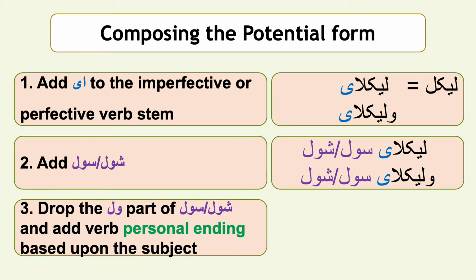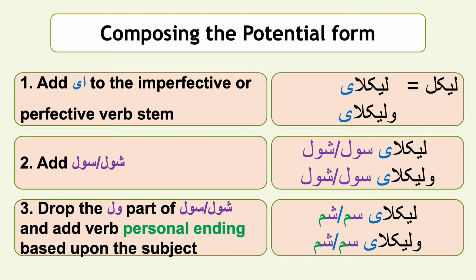Lastly, drop the wal part of swal or shwal and add the verb personal ending based upon the subject. And then we get likalai sam or walikalai sam. In this case, I added meme as the personal ending, assuming that the subject is I.